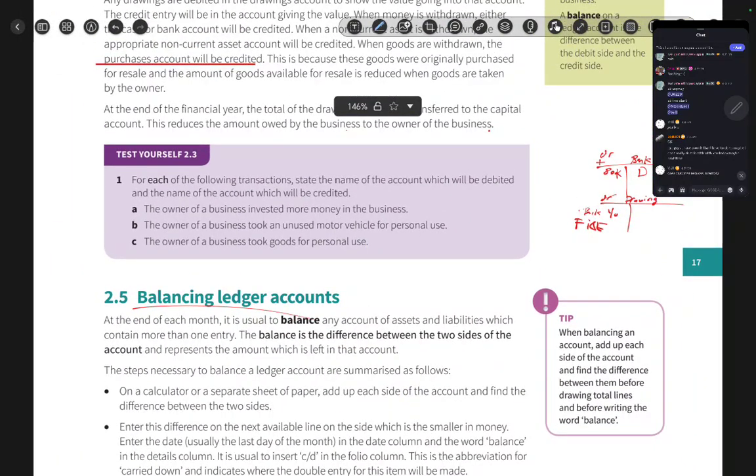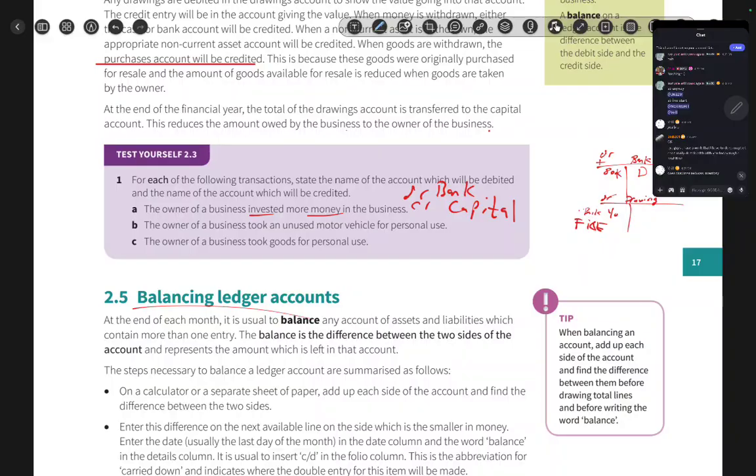State the name, it should be debited, it should be credited. The owner invested more money into the business. Since it's money, you're going to have to debit bank. And since it's the owner investing, you're going to have to credit your capital. Crediting the giver, debiting the receiver. Capital is giving money to your bank account.